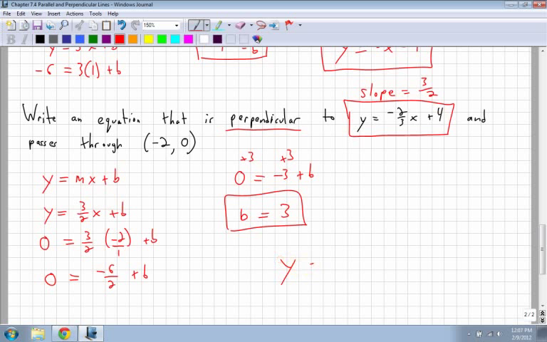And finally, I write my equation. y equals, my slope is 3 halves. Remember, it has to be perpendicular. x plus 3. And that's how you write an equation that's perpendicular to this line. It's got that slope. The y-intercepts don't matter this time because they just have to cross at a 90-degree angle.